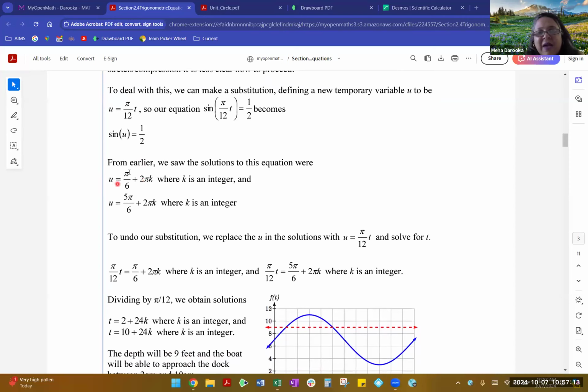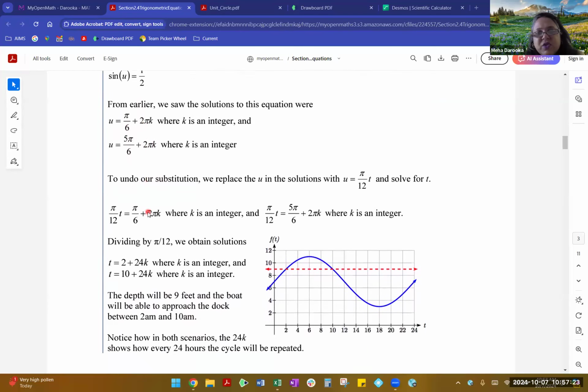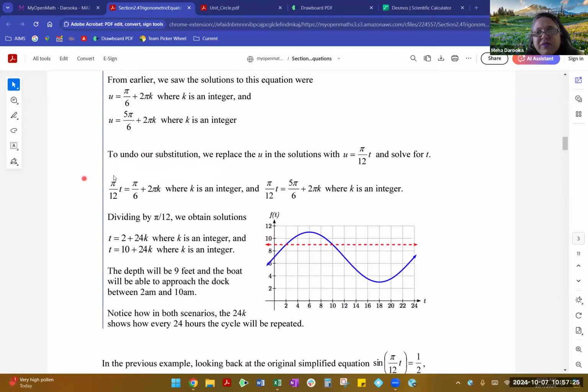And we know 1/2 happens at the angle pi over 6 or 5 pi over 6. And you can see using the period of a sine function, 2 pi times k, where k is an integer, we can now actually go ahead and solve this. So in this equation, replace the u back with pi over 12t. So instead of u, we put back the original value. So pi over 12t is equal to one angle here and the other angle here.